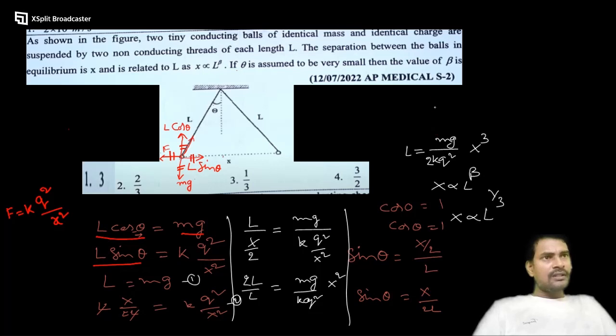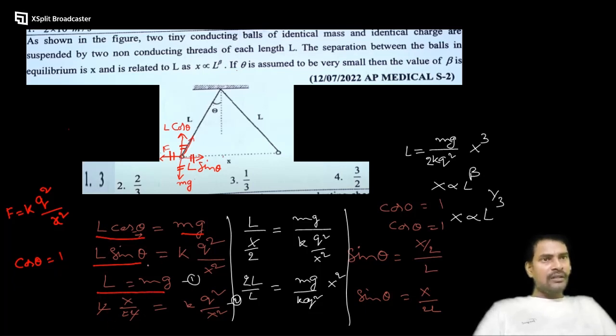See, in the question itself, it is clearly mentioned that theta is assumed to be very small. If theta is very small, then cos theta is equal to 1. Okay. So now T into 1 is equal to mg. That's why I got T is equal to mg here. Let it be equation 1.